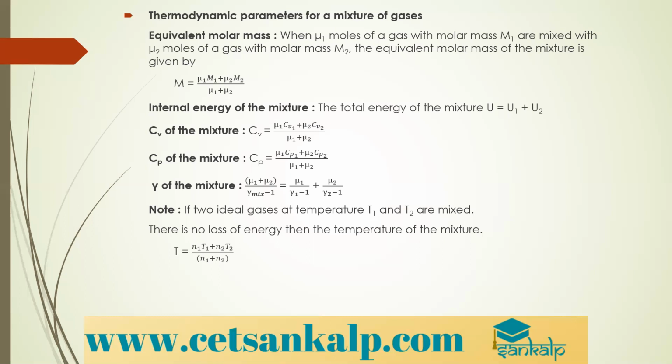Here you can see one note: if two ideal gases at constant temperatures T1 and T2 are mixed, there is no loss of energy, and the temperature of the mixture T is equal to N1 T1 plus N2 T2 divided by N1 plus N2. So this is the expression when two ideal gases at constant temperature are mixed.